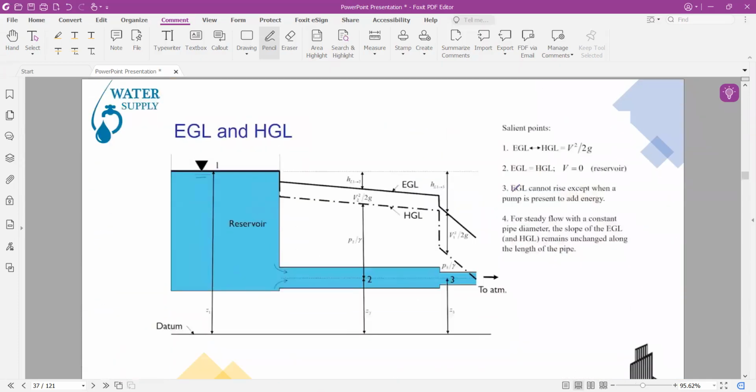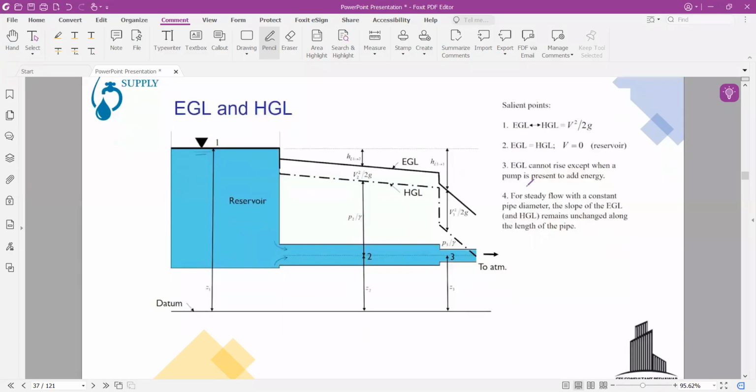So these points should be remembered: the difference between the energy grade line and the hydraulic grade line is the velocity head. When the velocity is equal to 0, these two are equal to each other. The energy grade line cannot rise except when a pump is present to add energy. Okay, so I will discuss an example where we will add a pump in the pipe to show how the energy grade line rises when the pump is added in the pipe.